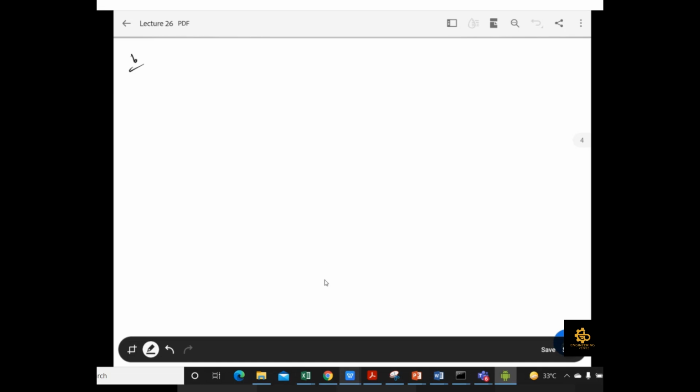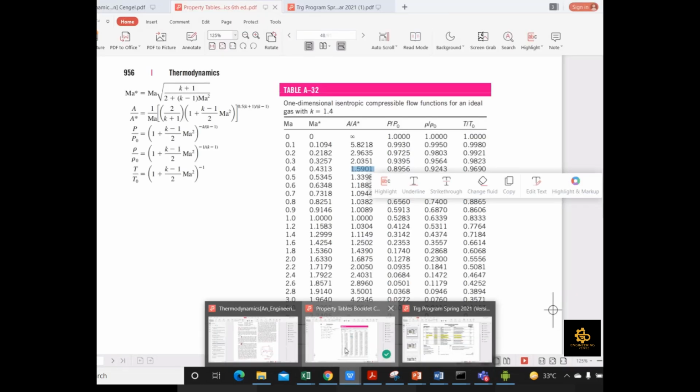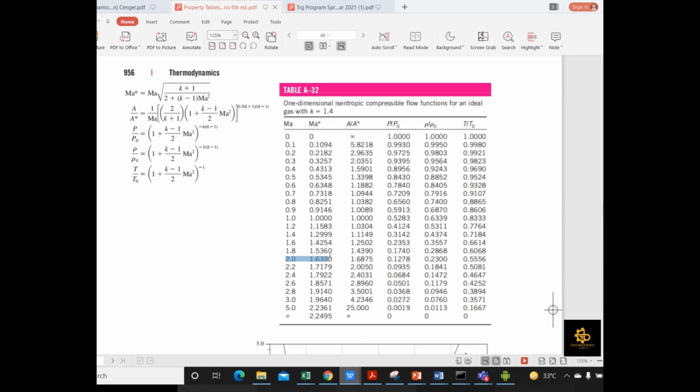So simply you have to go to the thermodynamic table, where Mach number 2 is mentioned. You just have to follow this line, and note A by A star value, which is 1.6875, P by P naught value 0.1278, rho by rho naught value 0.2300, and T by T naught value, which is equal to 0.556. From these values we can easily find the exit conditions.